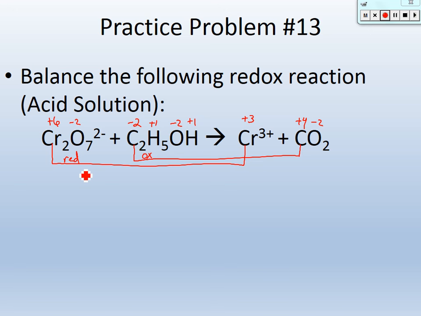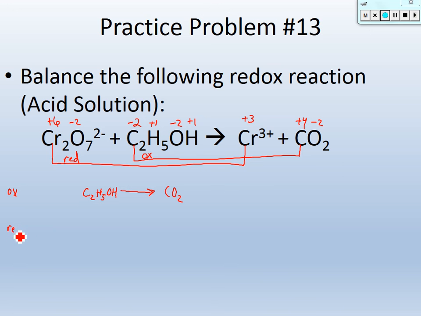All right. Now let's write our half reaction. Step 1 to our rules here says write the half reaction. So we've got our oxidation half. Do I need to write this whole thing? Yes. So let's put C2H5OH. And that goes to what? CO2?